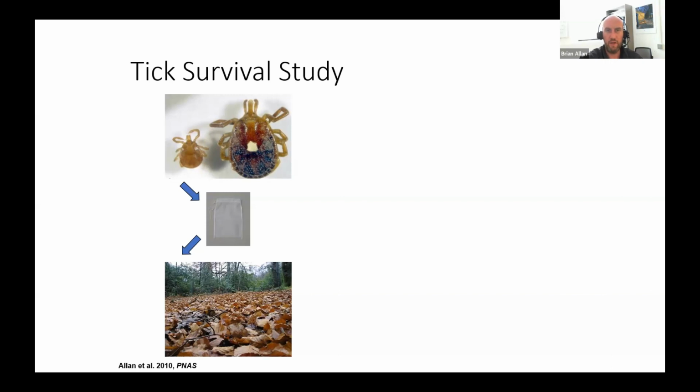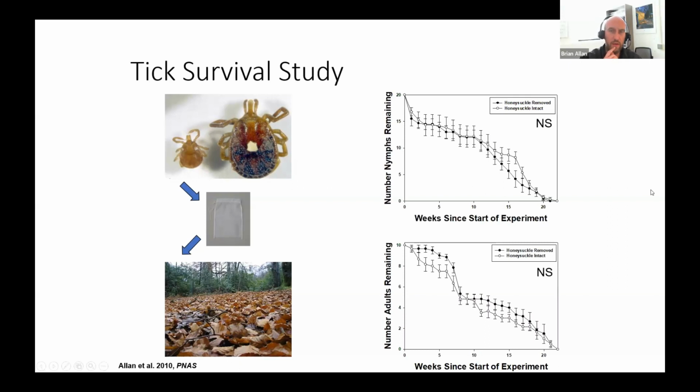So we took adult and nymphal life stage Lone Star ticks, placed them in mesh bags, put those mesh bags inside wire enclosures, and distributed them between the honeysuckle intact and honeysuckle removed experimental plots at Bush Conservation Area. And then we monitored the rate at which those ticks died. And so that's called a survival study. And you analyze the data using a Cox regression analysis.